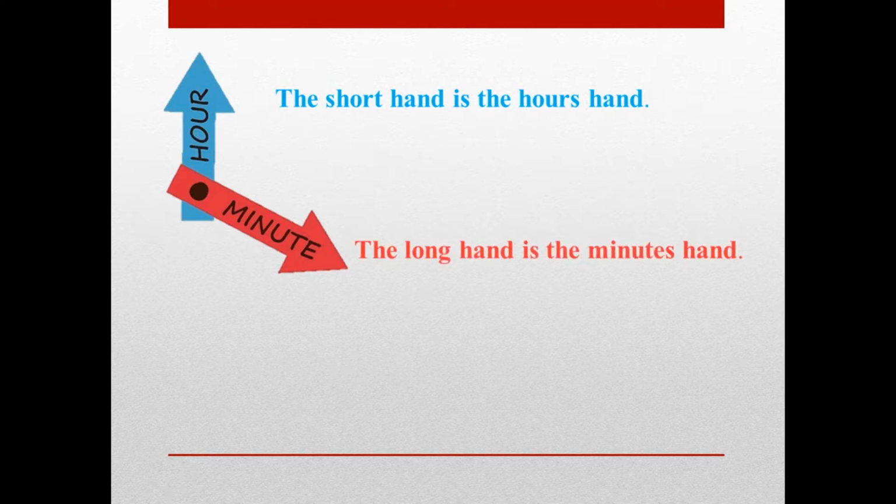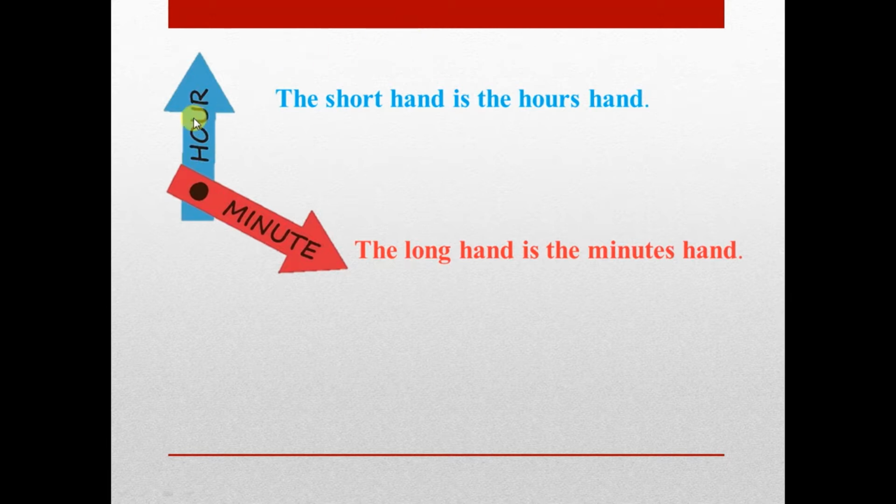First, I have to tell you what are the hands of the clock. We have 2 hands, as we said. One short hand and one long hand. The short hand is called the hours hand, and the long hand is the minutes hand.